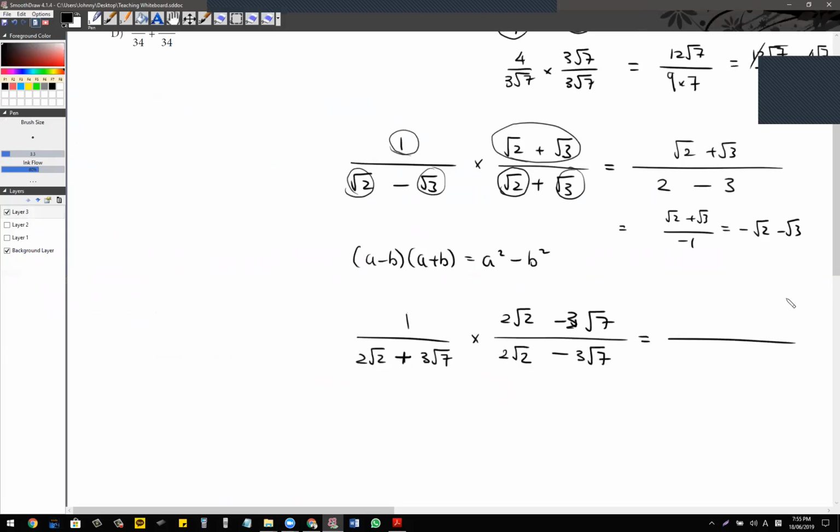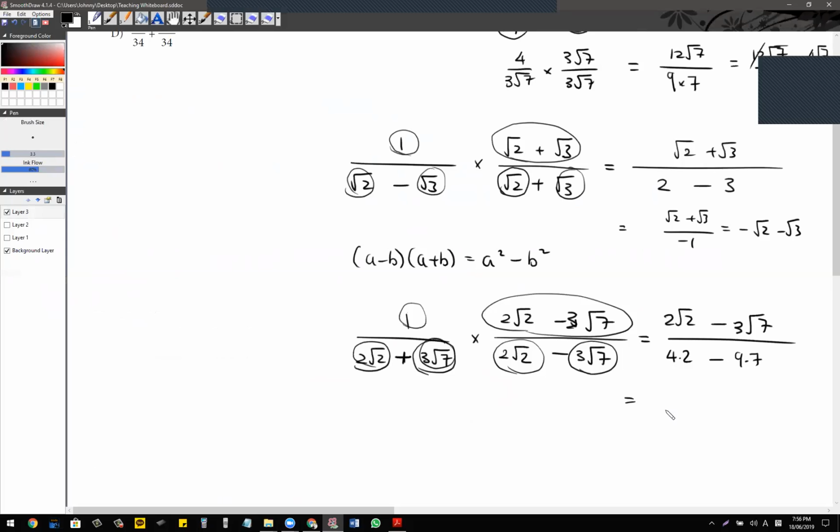You just do the opposite. So it's a plus now, so it's minus. So it'll be 2 root 2 minus 3 root 7, which is that times that. And then this is a plus b, a minus b. So it's a squared, which is 4 times 2. B squared is 9 times 7. So this is 8 here, 63.